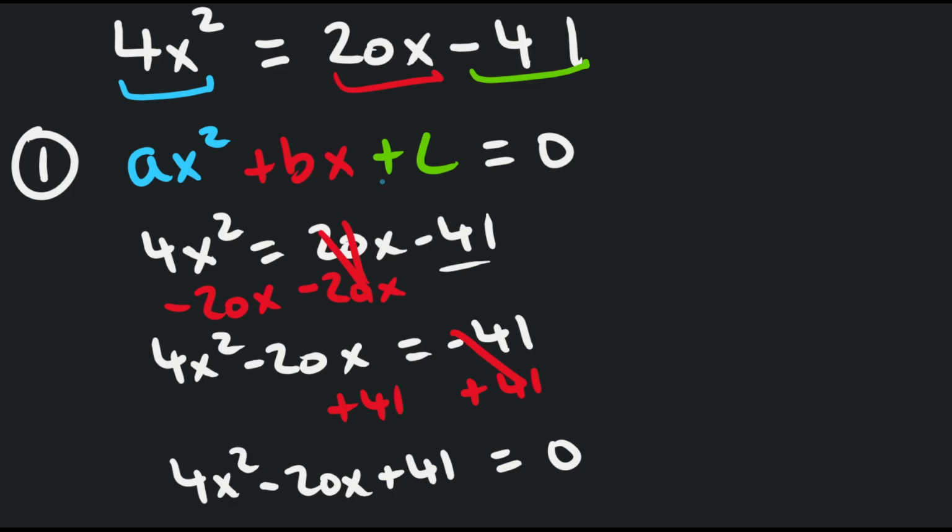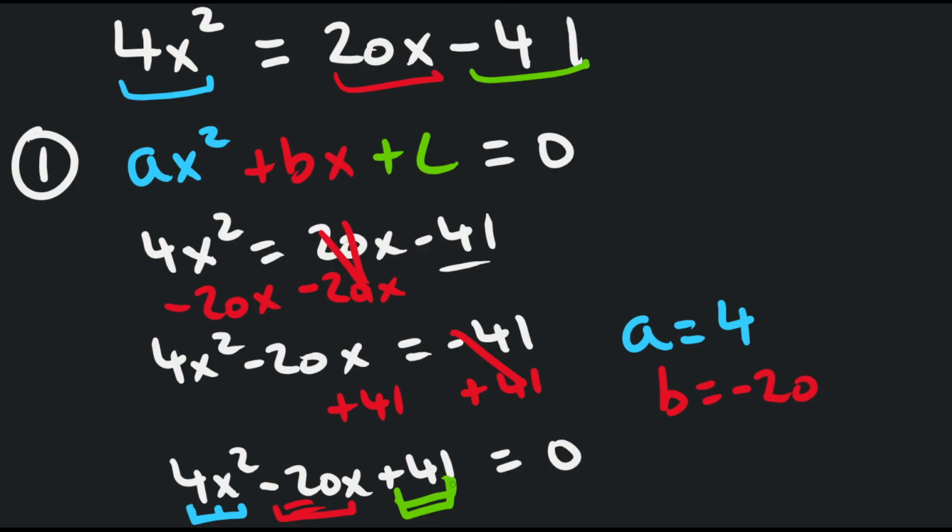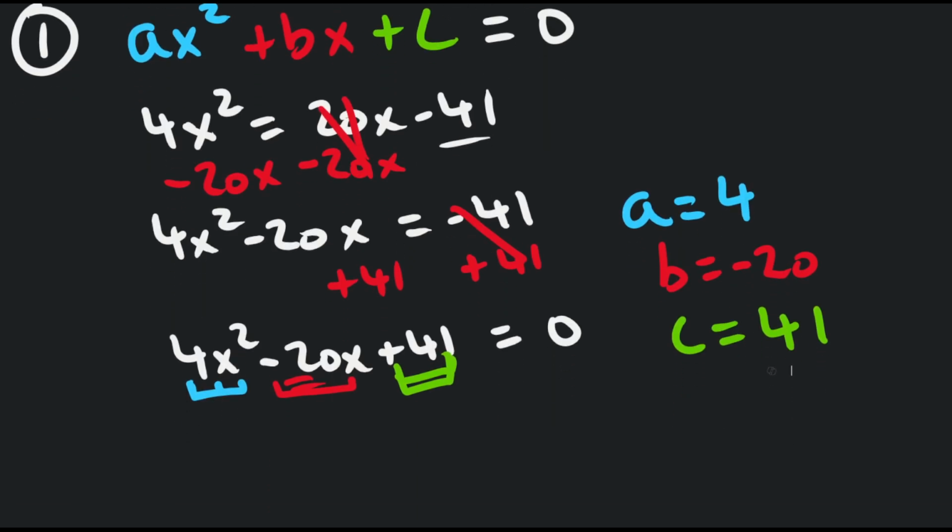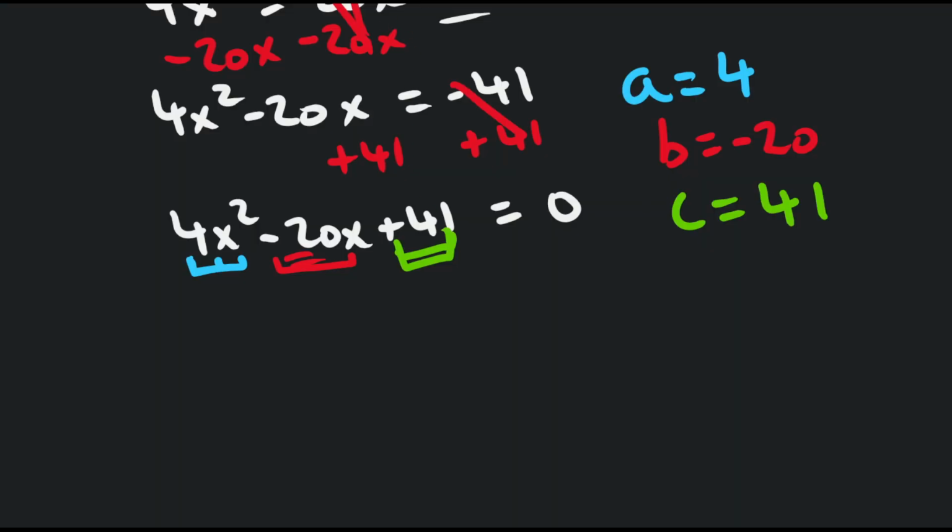Let's make sure we know what our a, b, and c are. Our ax squared term is here, our bx term is here, and our c term is there. So let's write it down. Our a equals 4. Our b, as you can see here, is negative 20. And our c right here is positive 41, so c is 41. Great, so that's our first step. We have it in the form that we want it to be.